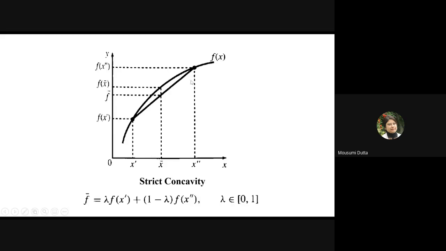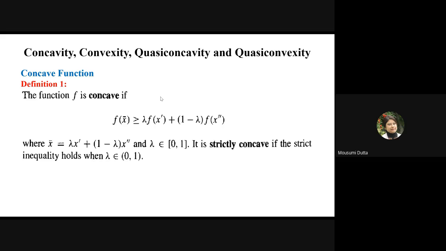However, if I take convex combination of these 2 points, in that case, we will get the function at this point. Okay, so f bar is lambda f of x prime plus 1 minus lambda f of x double prime. This is f bar. So f of x bar should be greater than f bar. This is the rule of concave function. F of x bar is greater than this. So this has been written here.